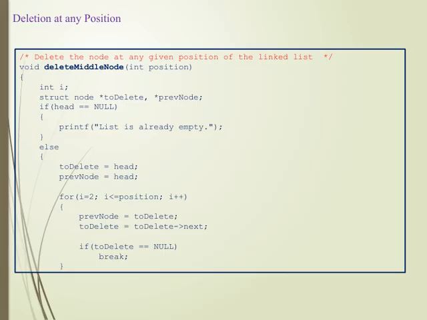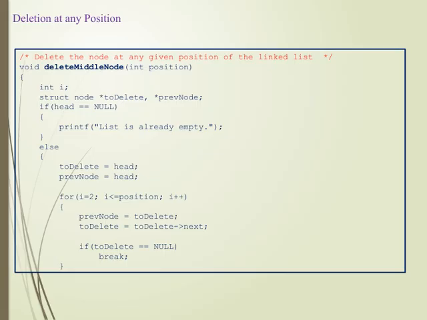If the list isn't empty, we initialize 2 pointers, toDelete and prevNode, both starting at the head. The goal is to move to the node we want to delete, which is at the specified position. We use a for loop starting from 2 up to the position, updating prevNode to point to toDelete, and toDelete to move to the next node each iteration. It's important to handle the case where toDelete becomes null before reaching the desired position, which means the position is beyond the length of the list. In such cases, we break out of the loop to avoid errors.